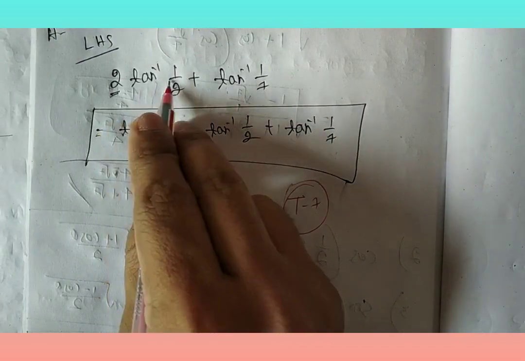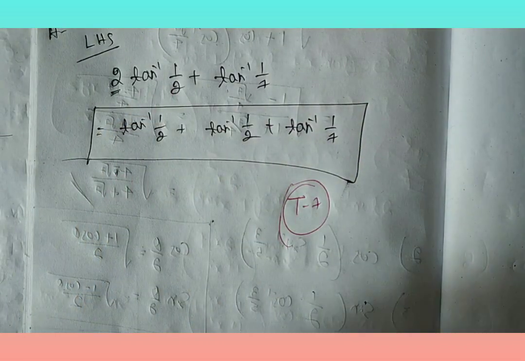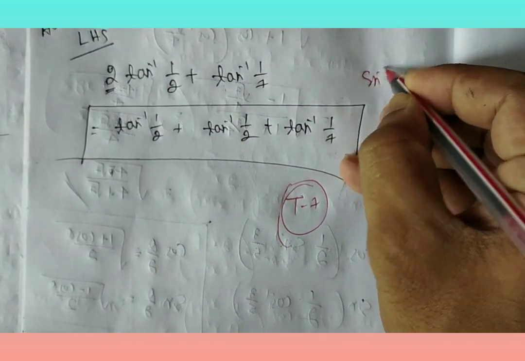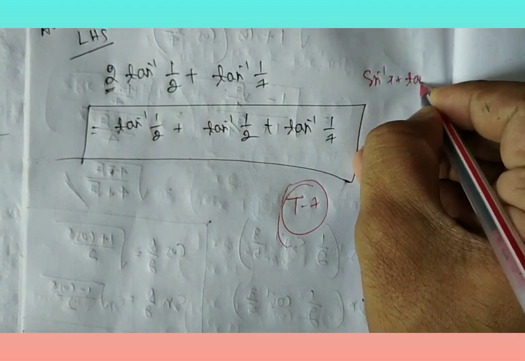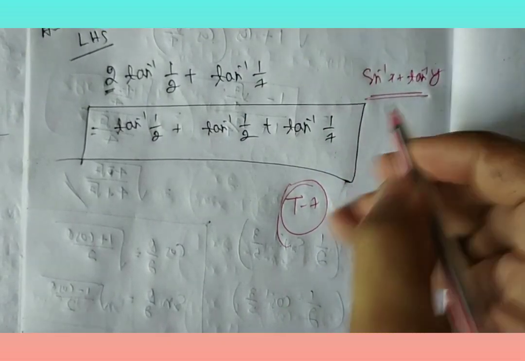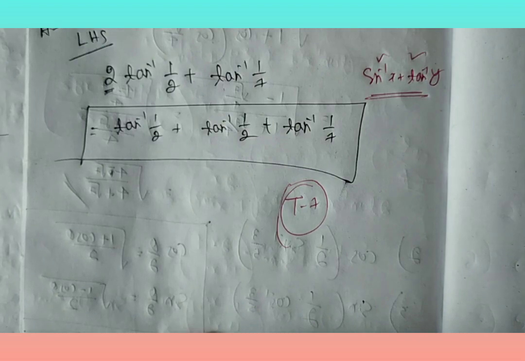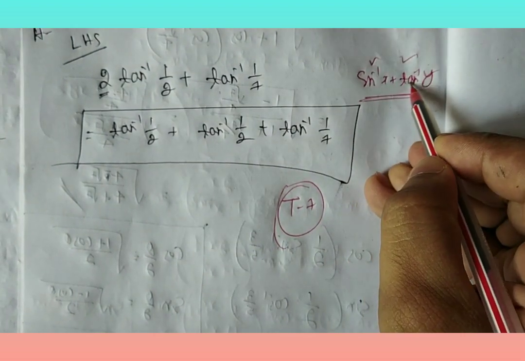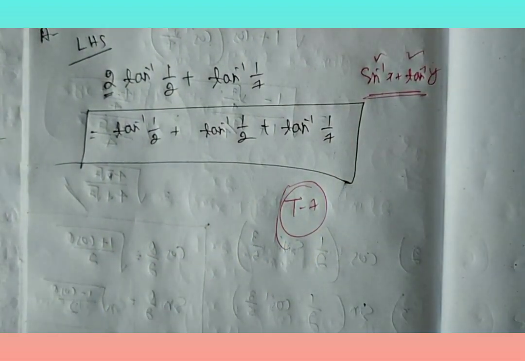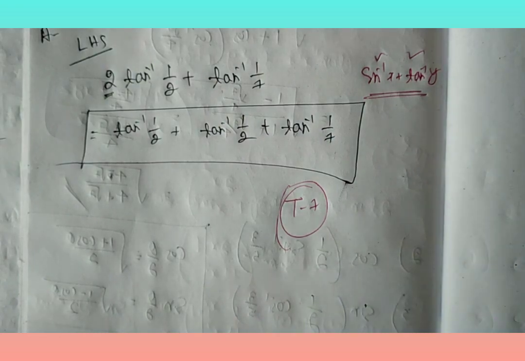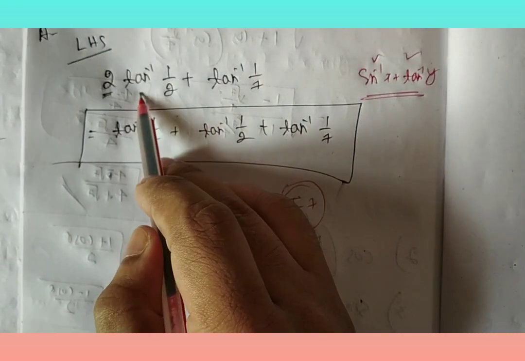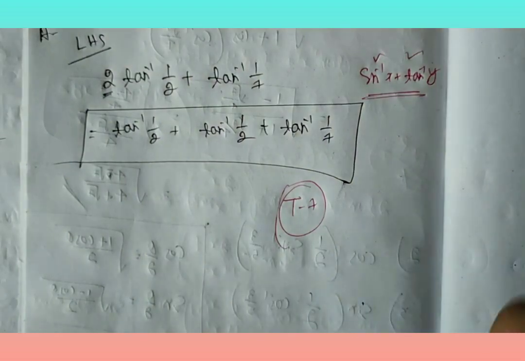If you convert to sin inverse, then we don't have any formula to add sin inverse x plus tan inverse y. We don't have any formula to add these two terms. Either the two terms are the same, then we can apply the formula sin inverse x plus sin inverse y, or tan inverse x plus tan inverse y. So we have to convert to tan inverse in terms of tan.